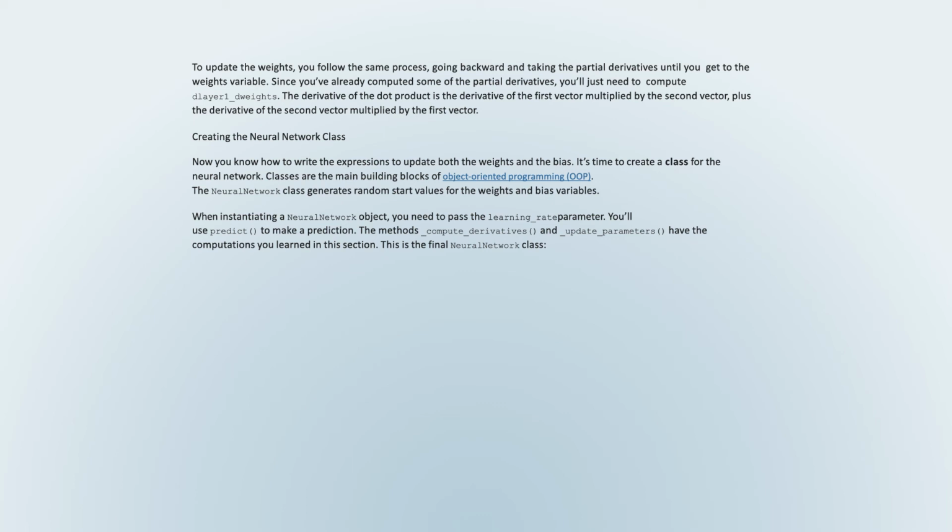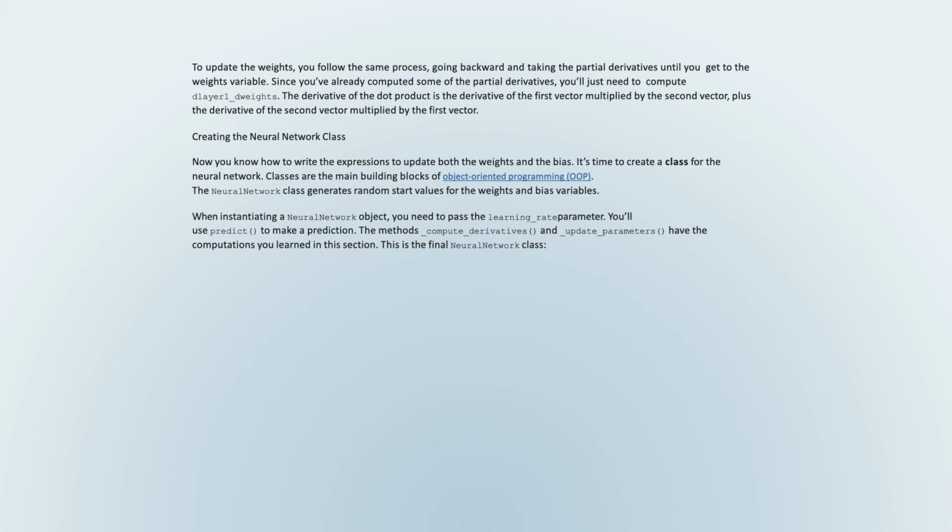To update the weights, you follow the same process, going backward and taking the partial derivatives until you get to the weights variable. Since you've already computed some of the partial derivatives, you'll just need to compute layer_1_weights. The derivative of the dot product is the derivative of the first vector multiplied by the second vector, plus the derivative of the second vector multiplied by the first vector.